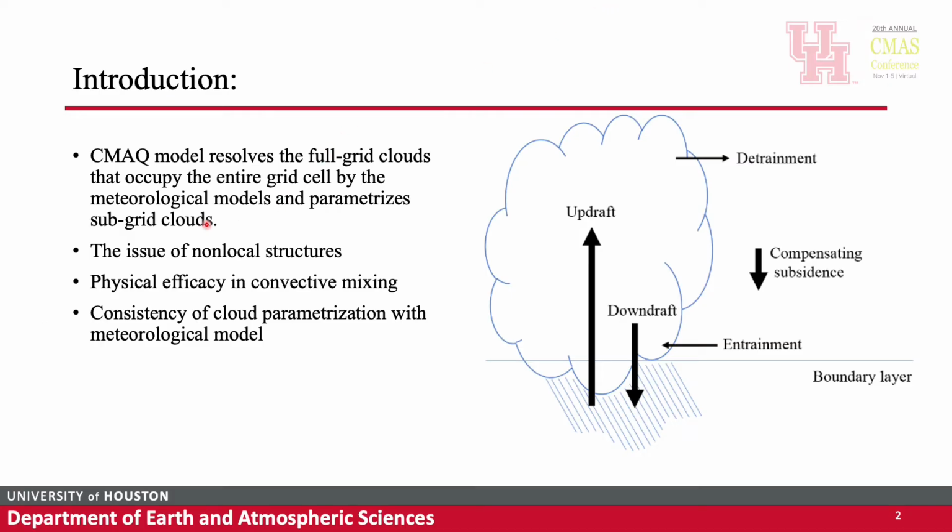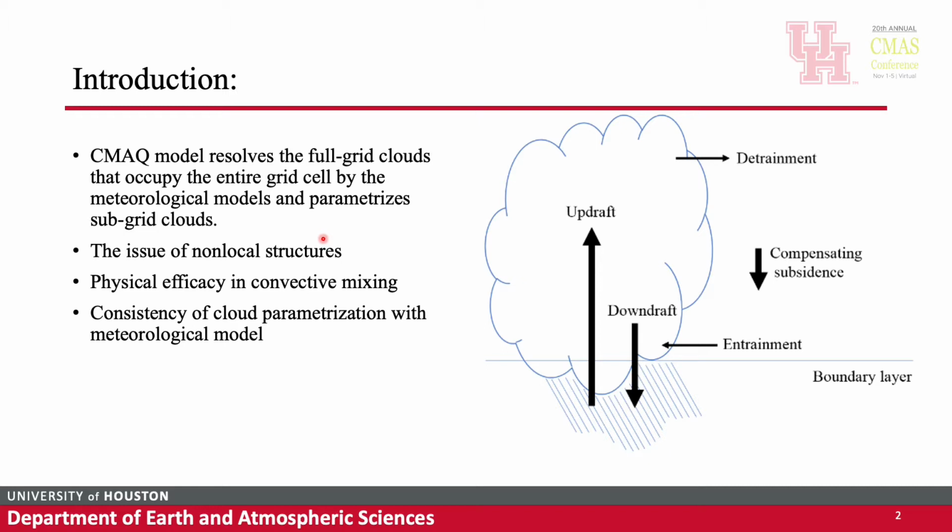To give you a general idea about CMAQ's convection modeling, first you need to know that CMAQ resolves the cloud impacts for clouds which fully occupy the simulation grids, and uses parameterization for subgrid cloud modeling. This helps address the issue of non-local structures in horizontal space.